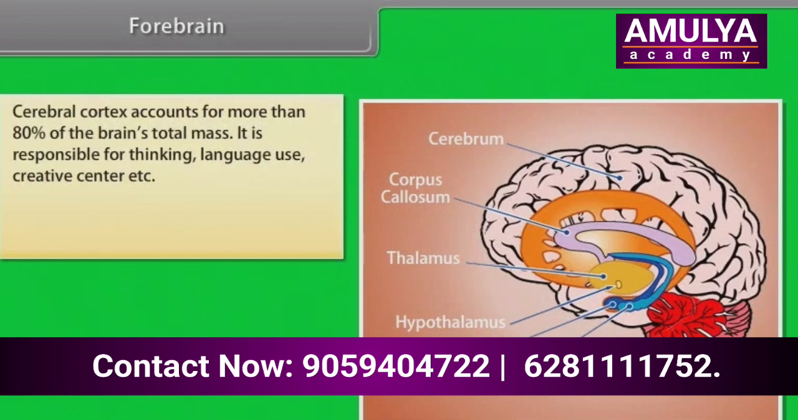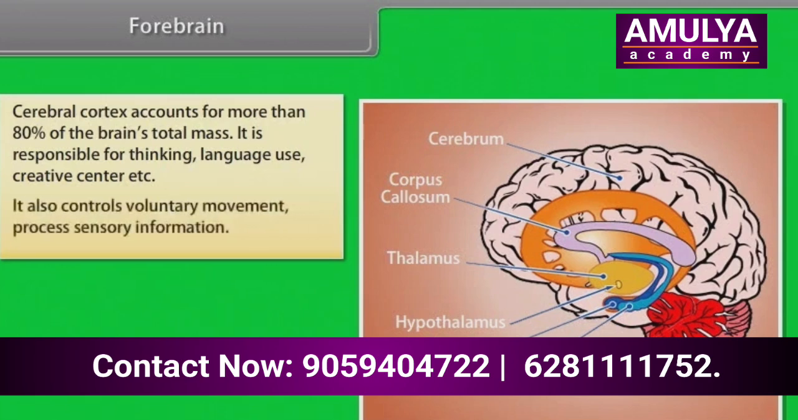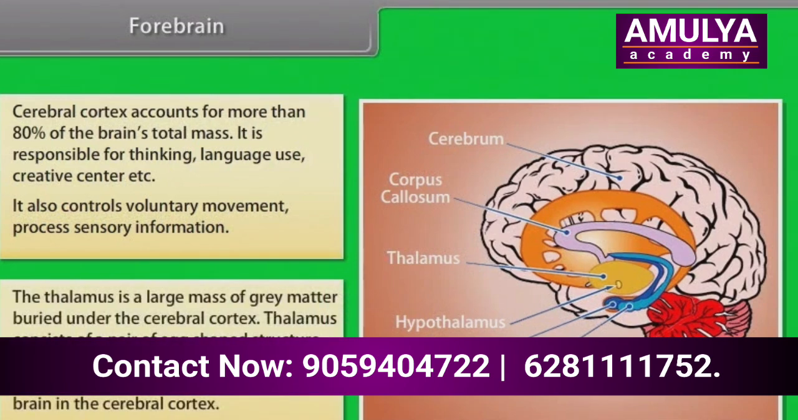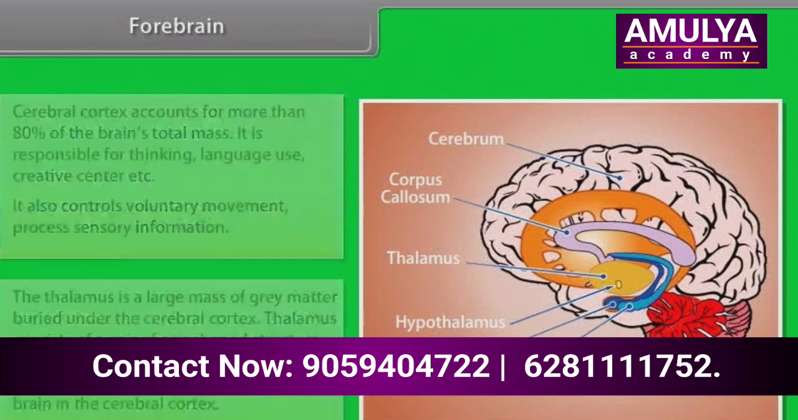The cerebral cortex accounts for more than 80% of the brain's total mass. It is responsible for thinking, language use, creative center, etc. It also controls voluntary movement and processes sensory information. The thalamus is a large mass of grey matter buried under the cerebral cortex. The thalamus consists of a pair of egg-shaped structures that route information from sense receptors to the processing centers of the brain in the cerebral cortex.